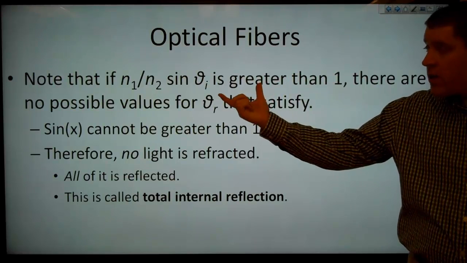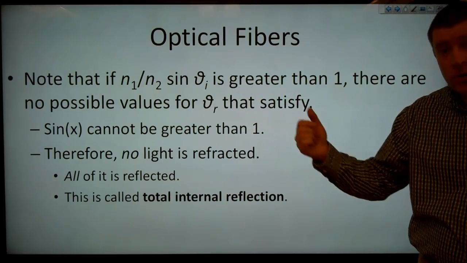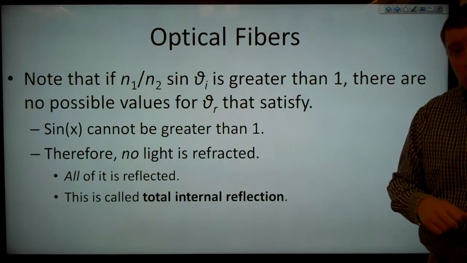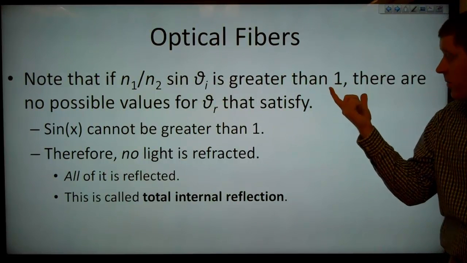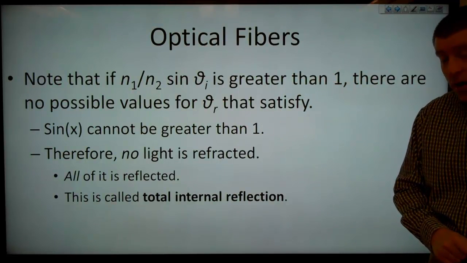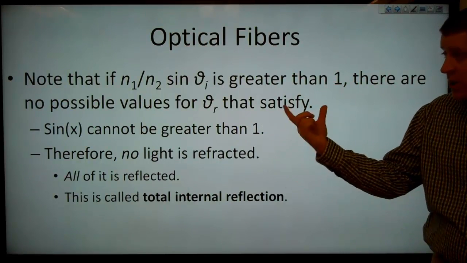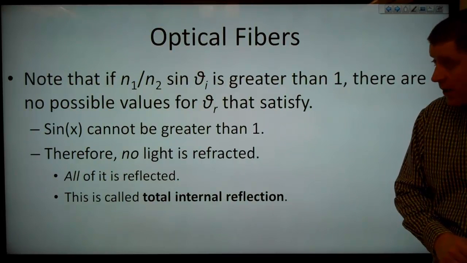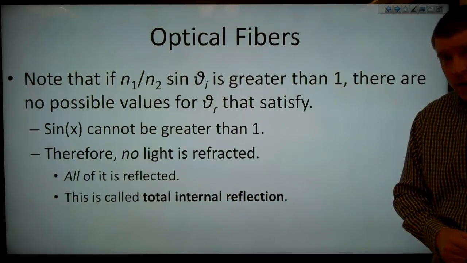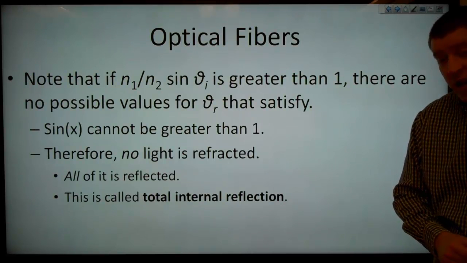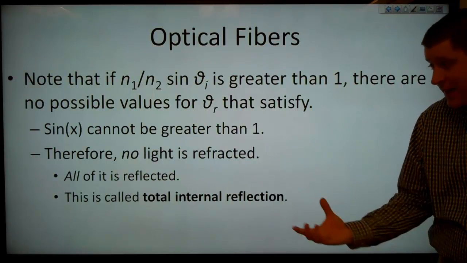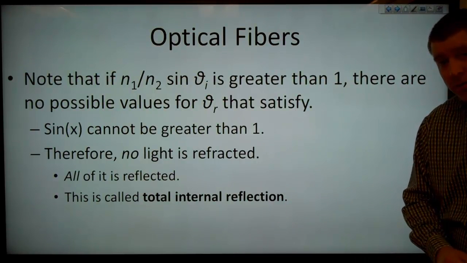Note that if n1 over n2, the ratio between our refractive indices, times sine of theta I is greater than 1, then there are no possible values for theta r that will satisfy, because sine of x can't be any greater than 1. This means that no light is refracted in such a case. Instead, all of that light is reflected. This is called total internal reflection.